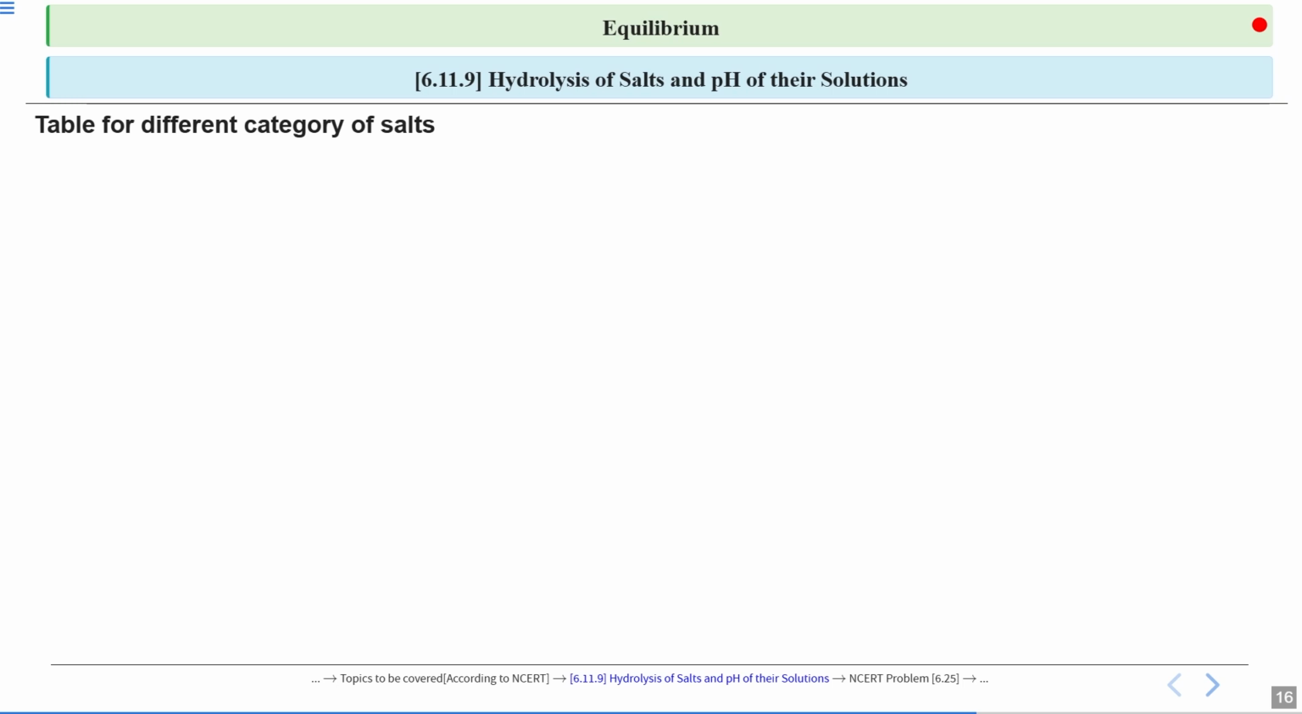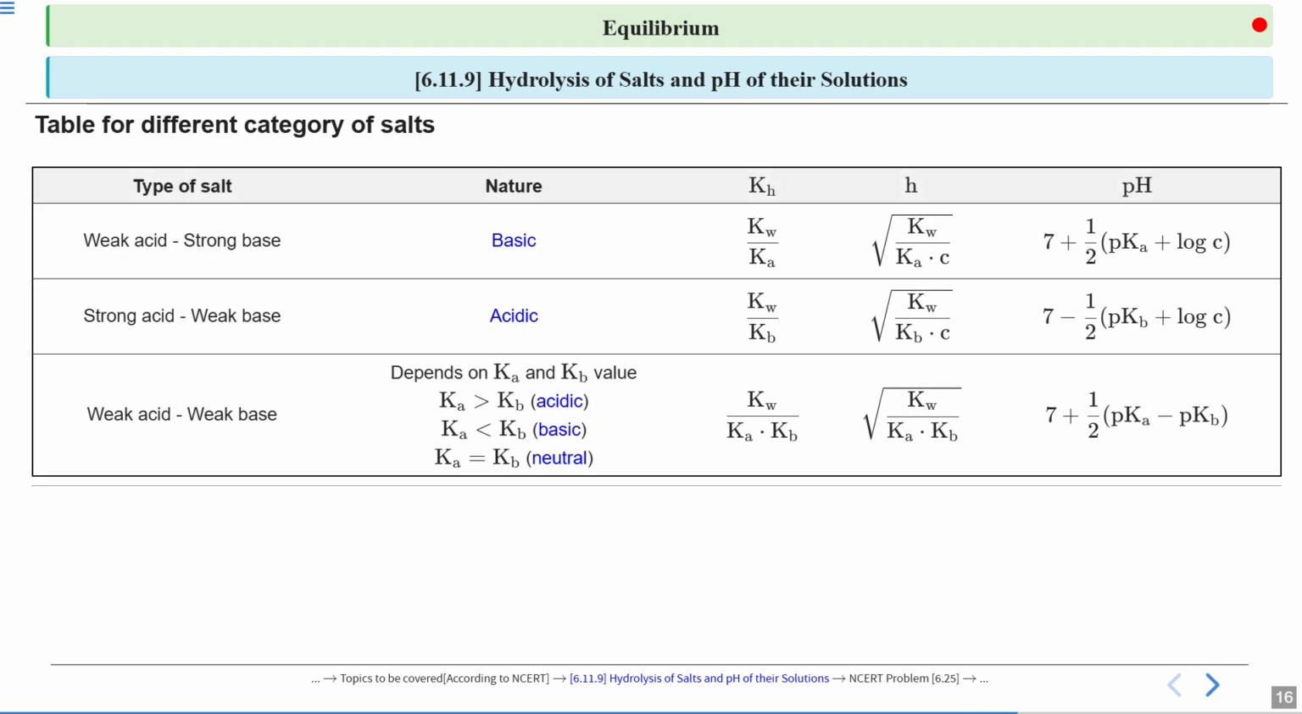Now we can try to write similar equations for all categories of salt. What categories of salt? We have seen it for the weak acid and strong base. We got Kh is equal to Kw by Ka, and h is equal to root under Kw by Ka into C. What about pH? It will be 7 plus half pKa plus log C.